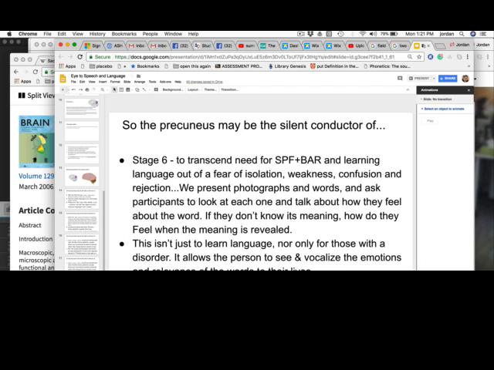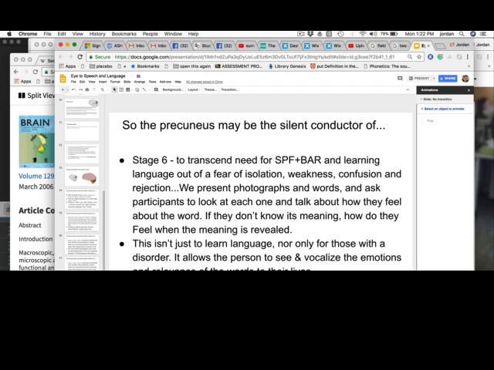So then we move to stage 6, and the idea is to transcend the need for those: the safety, power, freedom, belonging, acceptance, and respect. And so what we see is that there's a learning of language or use of language out of a fear of isolation, weakness, confusion, and rejection. In other words, you're trying to get the SPF BAR, but your language is revealing that you're just perpetuating the same quest, because you're returning back to this fear. So the fear is always there, even if you have a momentary promotion or get a good grade on a test, it comes back again.